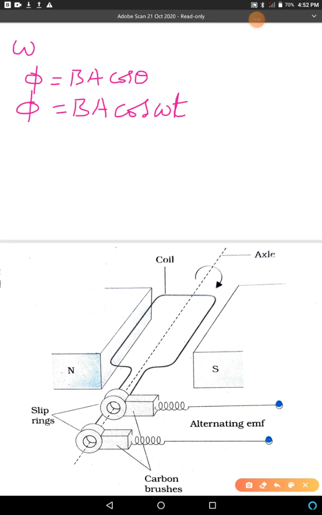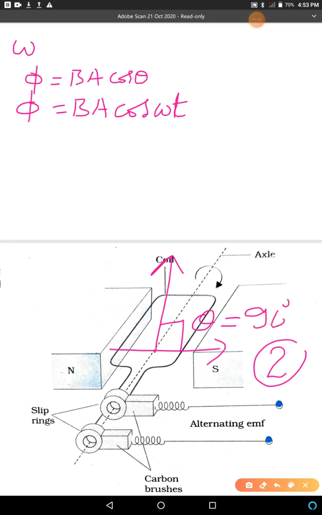Now see, this is the first position, and this is the second position in our diagram. In the beginning the coil was like this; now it has rotated to this position. What is the angle theta? This is the direction of the magnetic field. The direction of the area vector is perpendicular to the area of the coil. So now theta is 90 degrees, and cos 90 is 0. Our magnetic flux is 0.